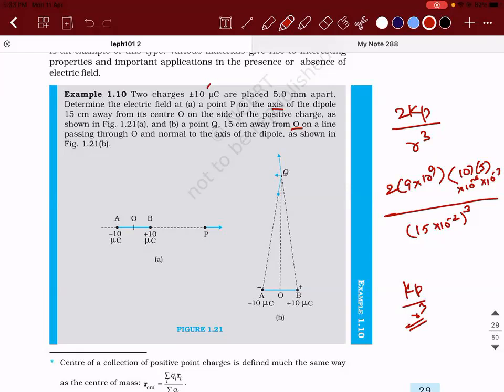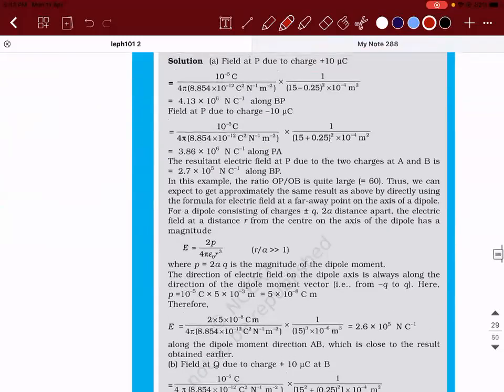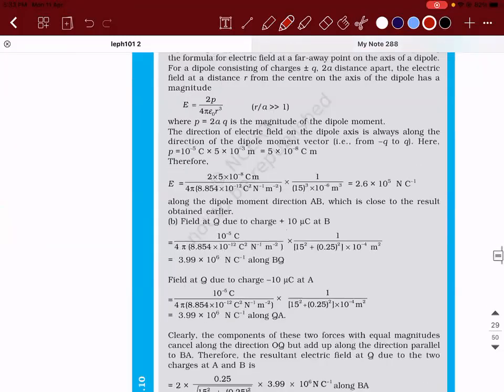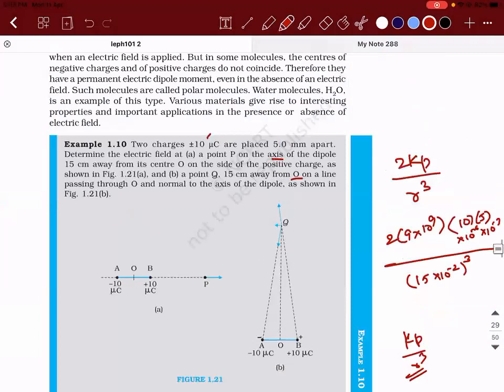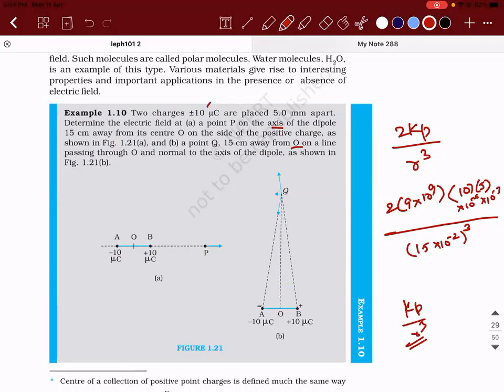Right. So where, 10 into 5 up. See, what is the dipole moment? It is the magnitude of product of either of the charges and distance of separation between them. So either of the charges has magnitude of 10 microcoulomb. So 10 into 10 power minus 6 into 5 millimeter. So the distance between the charges is 5.